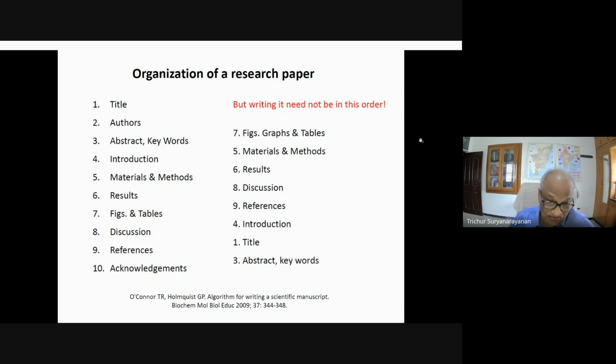So he suggests, or they suggest, you begin first with figures, graphs, and tables. So you have your results. You decide which of your results would be better presented as tables, which of them could be presented as graphs, which of them could be presented as figures. You see, the same data could be presented as a table or as a graph.